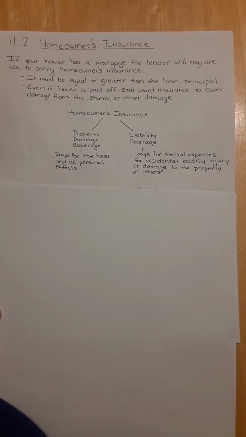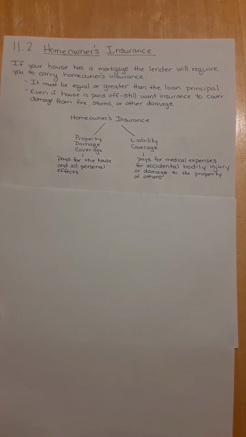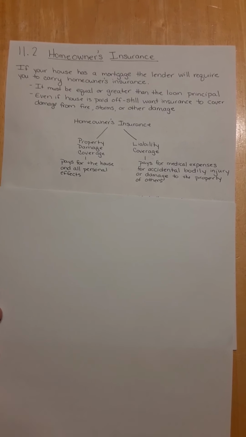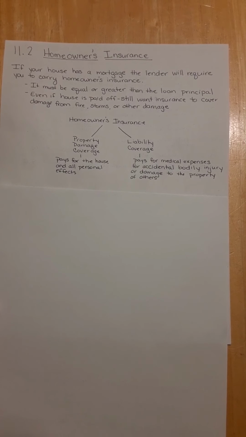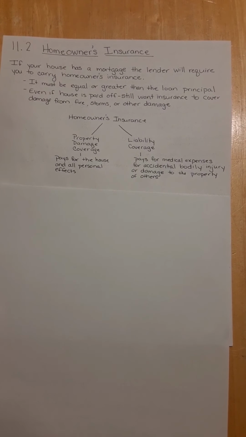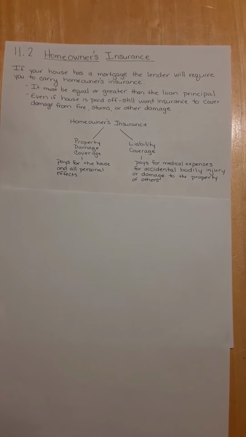Hi guys, we're going to go with section 11.2 today, and we're dealing with homeowners insurance. If you have a mortgage on your house, you're required to have homeowners insurance. Think of this a lot like our car insurance. If we had a loan on our car, we had to have insurance. The same thing applies with our house.